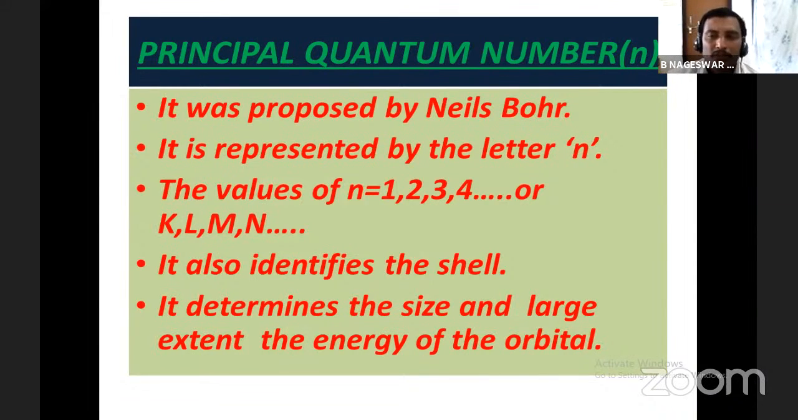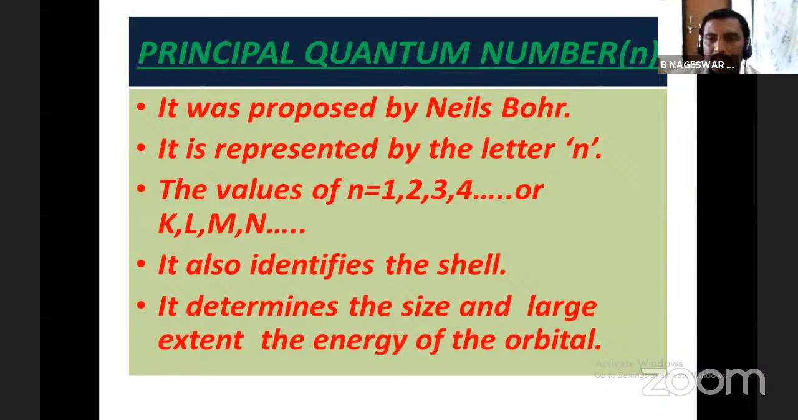That means suppose that so many orbitals are there: 1s, 2s, 3s, 2p, 3p, 3d, 4f. So many orbitals are there. In those orbitals, which have more size and more energy, that is explained by the principal quantum number. Okay, children, understanding what I am telling? Very simple, children. Principal quantum number was proposed by Niels Bohr.